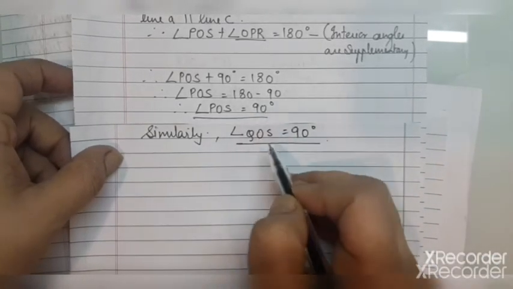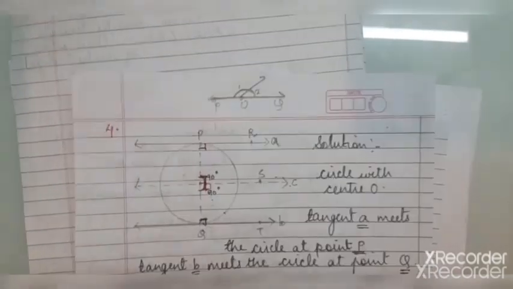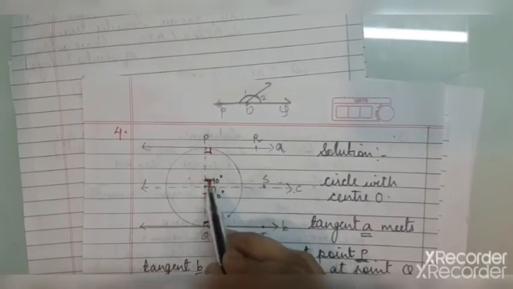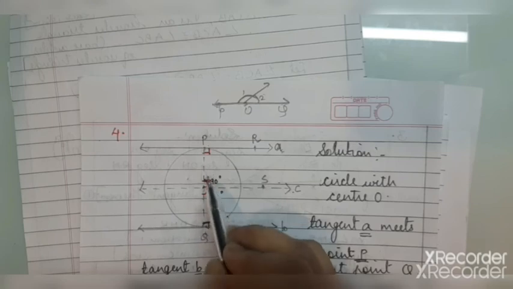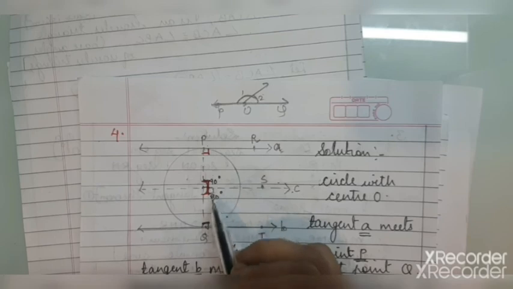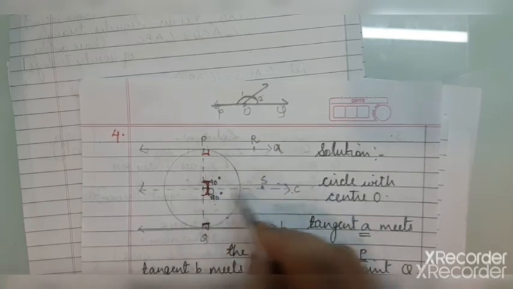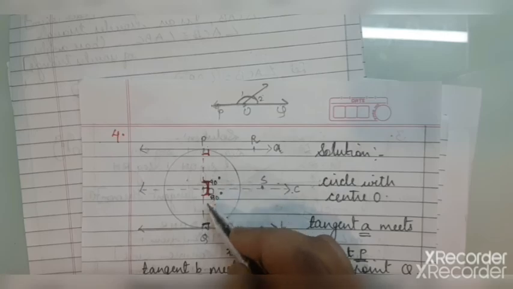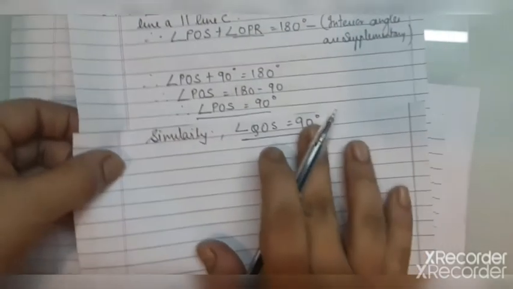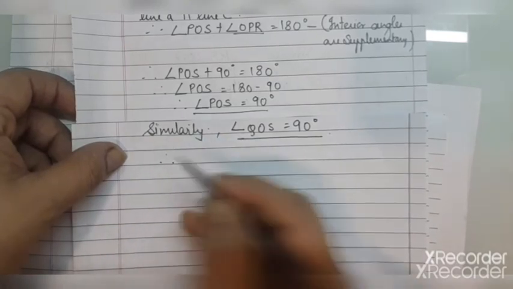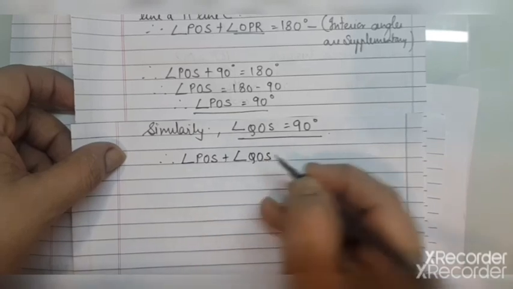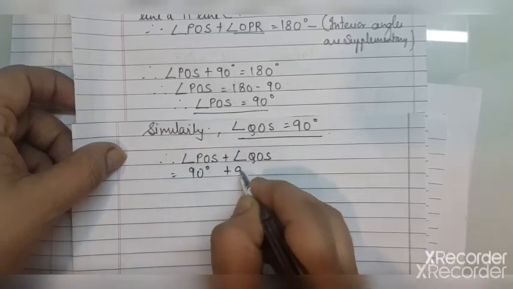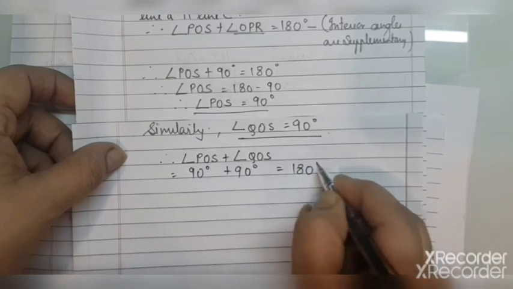Okay, now POS is 90 and QOS is 90. So look at this again, POS is 90 and QOS is 90. They are also the angles in a linear pair. They are straight angles and they form the angles in a linear pair. So POS, QOS, if you add both the angles, it is 180 degrees. So we'll write, therefore angle POS plus angle QOS, which is equal to 90 degrees plus 90 degrees, is equal to 180 degrees.